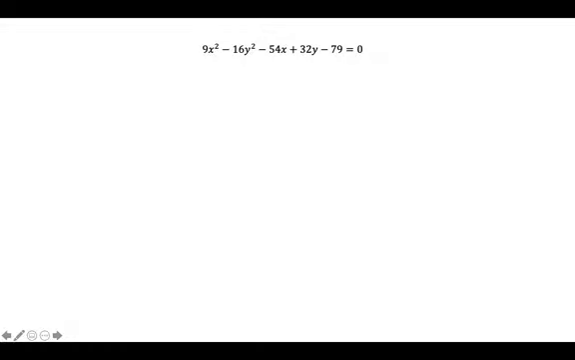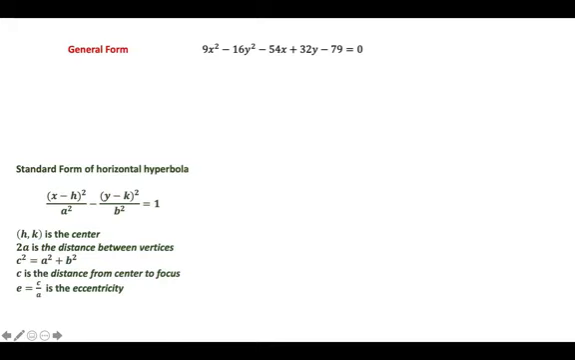Now let's take a look at an example of a hyperbola. So this equation is a general form of the equation of a hyperbola, and we will want to change it to the standard form in order to find the attributes of this hyperbola. Now this will be a horizontal hyperbola. A vertical hyperbola works very similarly.